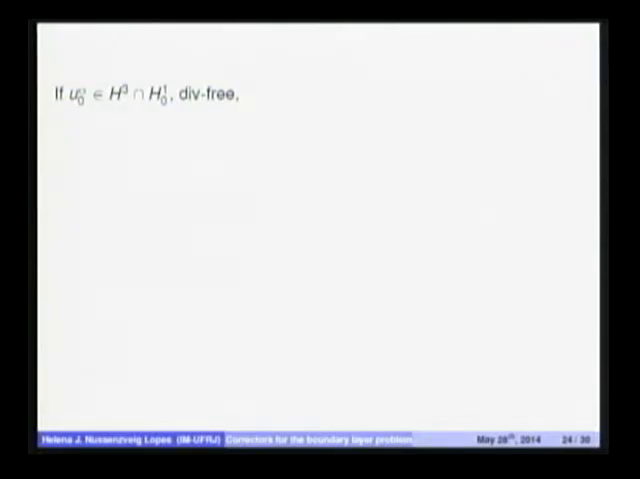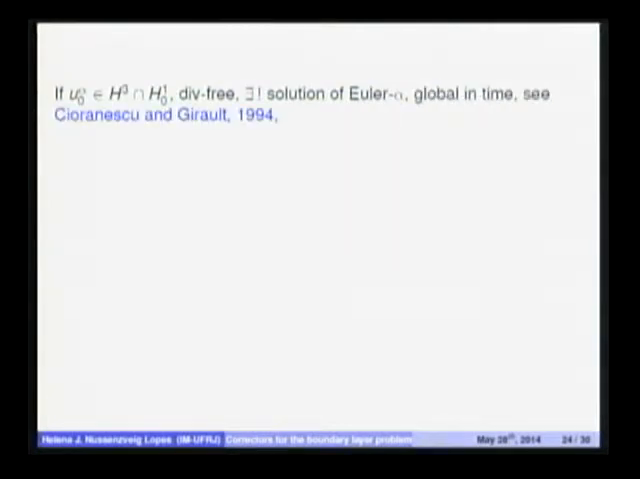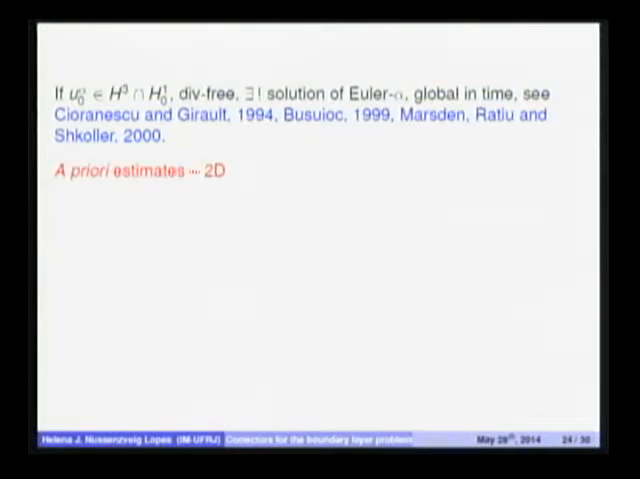Well, if the initial velocity u naught is in H3 intersect H1 zero and divergence free, first of all, you have existence and uniqueness of the solution to the Euler alpha equations, which is global in time, and this is a result that was originally included in the paper by Shkoller and Girault in 1994. It's explicitly mentioned in Valentina's work from 1999, and there's a different, geometric proof in Marsden, Ratiu, and Shkoller, 2000. What kind of a priori estimates do we have?